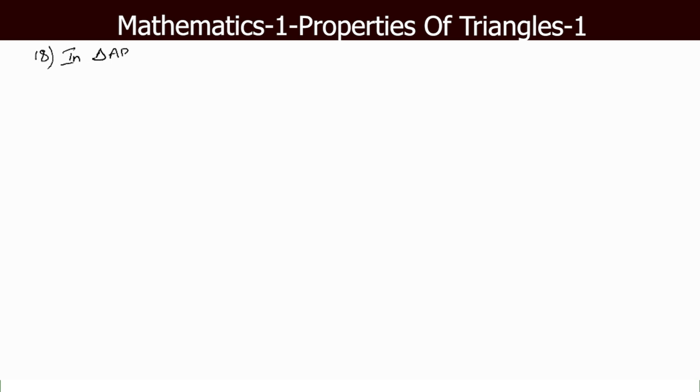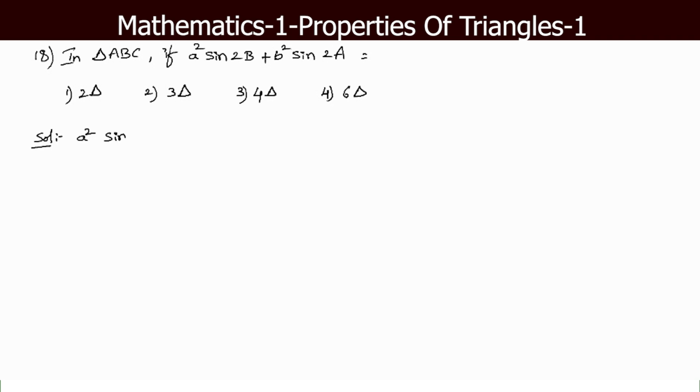In triangle ABC, A square sin 2B plus B square sin 2A is equal to 2 delta, 3 delta, 4 delta, 6 delta. That means A square sin 2B plus B square sin 2A is equal to 2A square sin B cos B plus 2B square sin A cos A. Again, writing A sin B is equal to B sin A, you will get 2AB sin(A plus B), which is equal to 2AB sin C, which is equal to 4 delta. I think, sorry, this problem is repeated again.